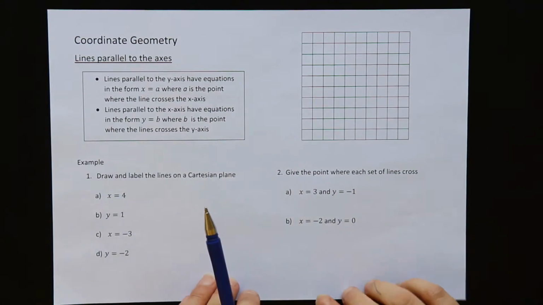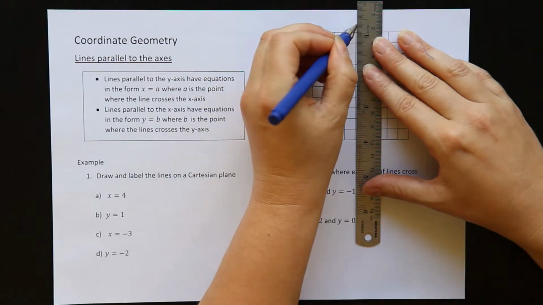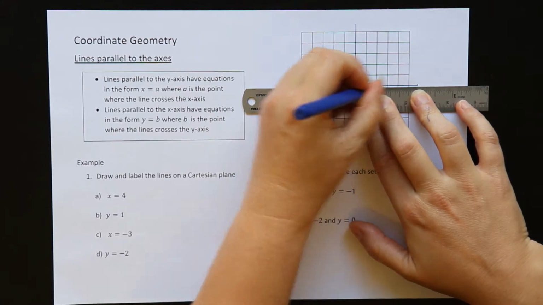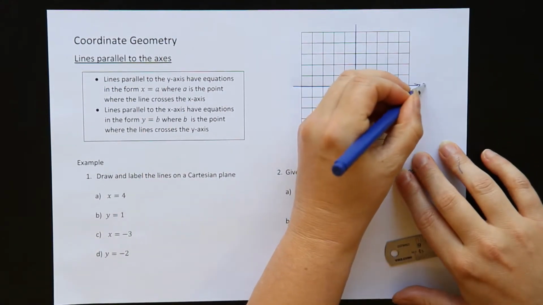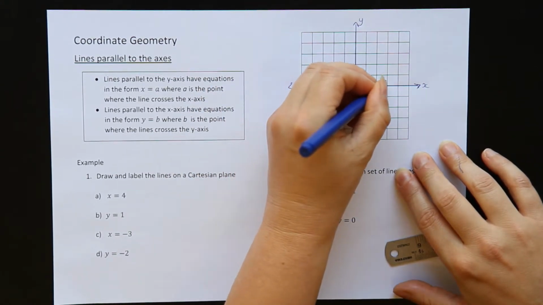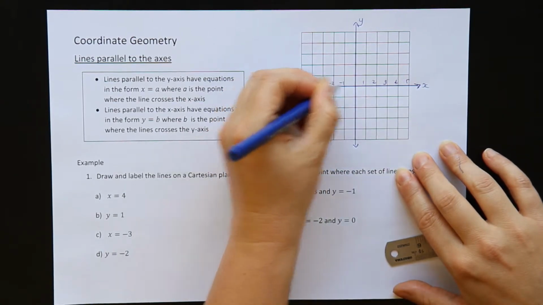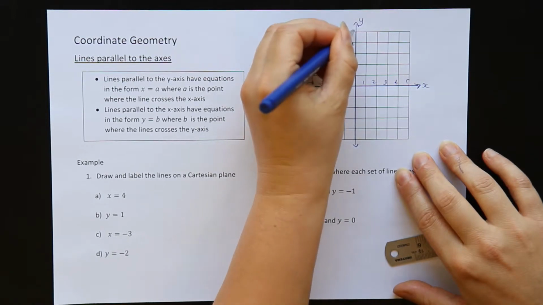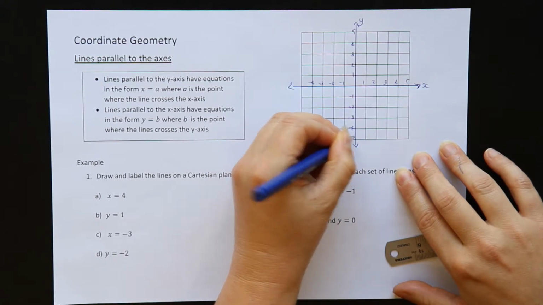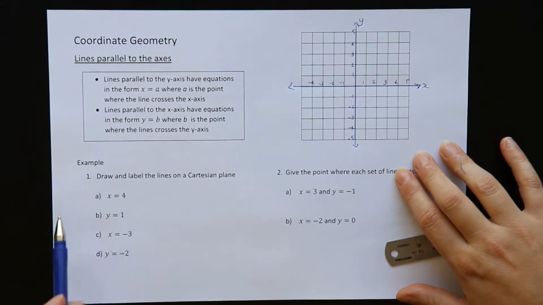So we want to draw and label the lines on this Cartesian plane. If you have some grid paper, you can draw up the Cartesian plane. Always remember to label the x and the y-axis. Once it's all drawn up, we're ready to go. So, draw and label the lines on the Cartesian plane.